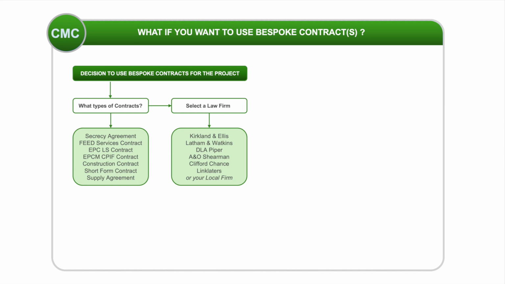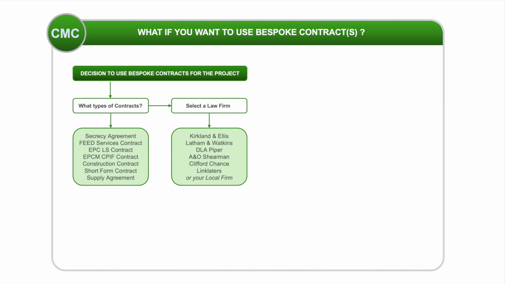The first question to answer is, what types of contracts do we need? Secondly, do you need a full suite of contracts or just the main EPC format? In our experience, the main EPC contract and OEM supply agreement are the most critical contracts. However, for an EPCM approach, also the construction contracts and material purchase terms and conditions are critical.